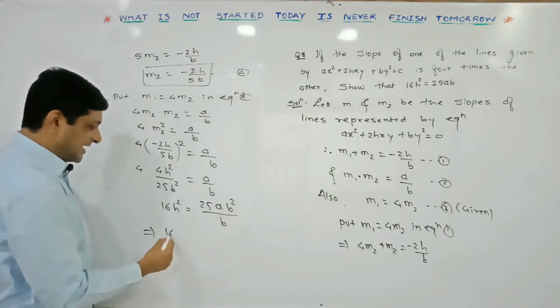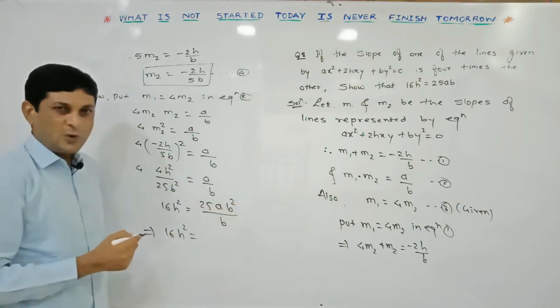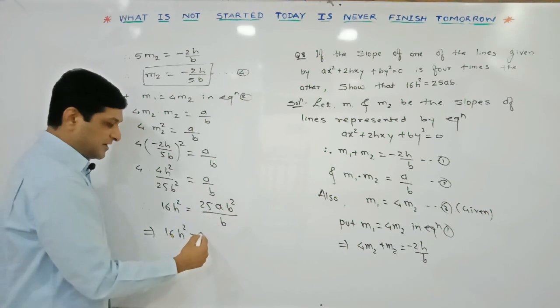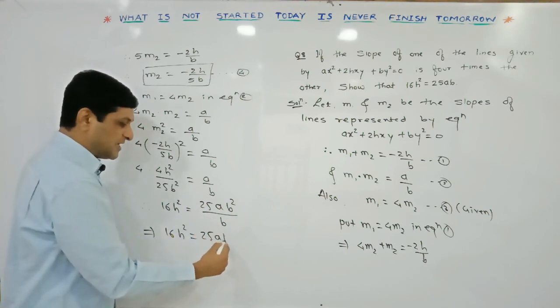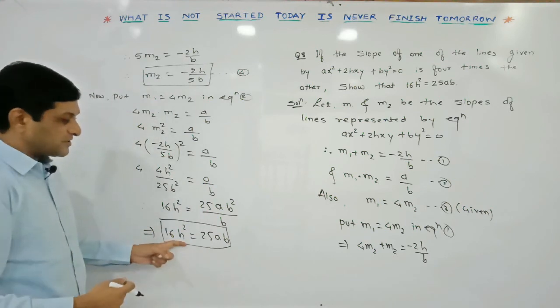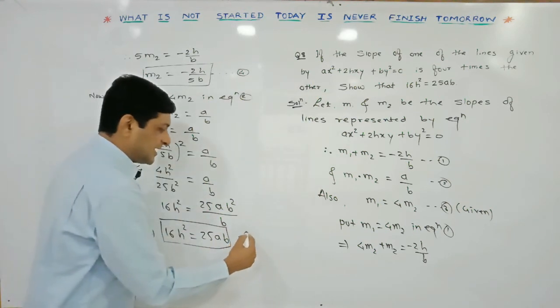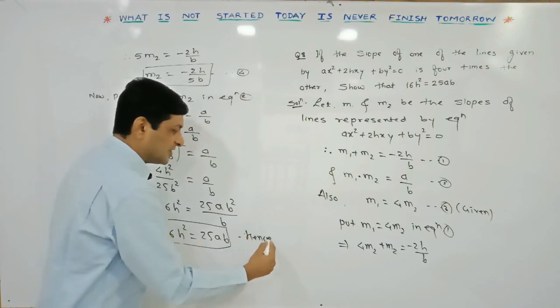So this implies that 16h square is equal to, after cancelling b from numerator and denominator, what will we get on this side? 25ab. And is it our required result? In this way we have shown that 16h square is equal to what? 25ab, and that's why we can say that hence proved.